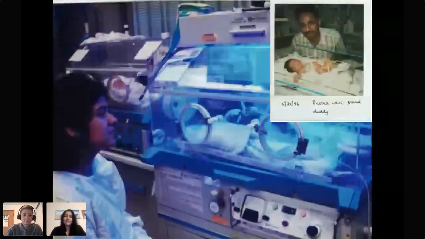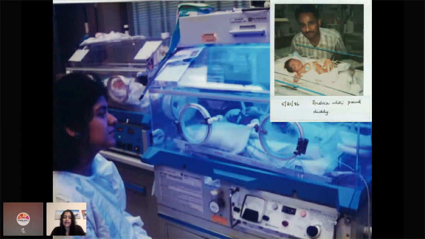Hi, everyone. Almost exactly 24 years ago, I was born 8 weeks early. This is my mom, my dad, and I in the neonatal intensive care unit in Auburn, Alabama, where I spent 4 weeks building up the strength to breathe and to survive without machines.